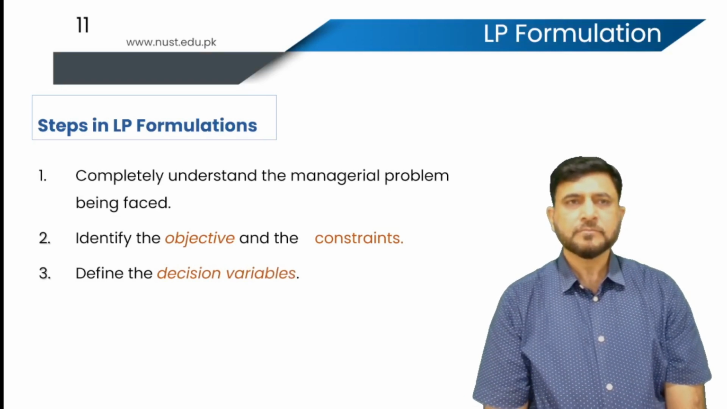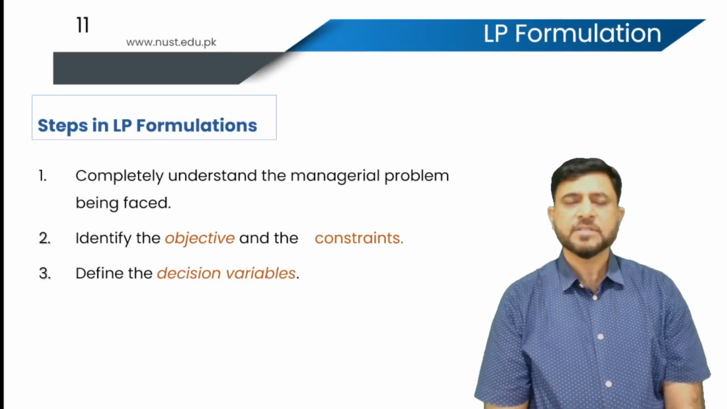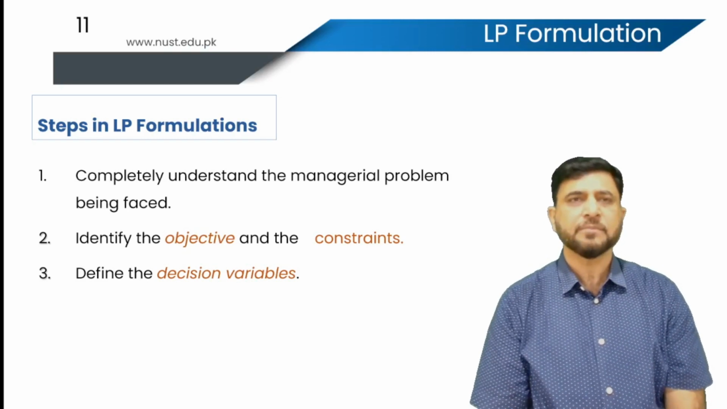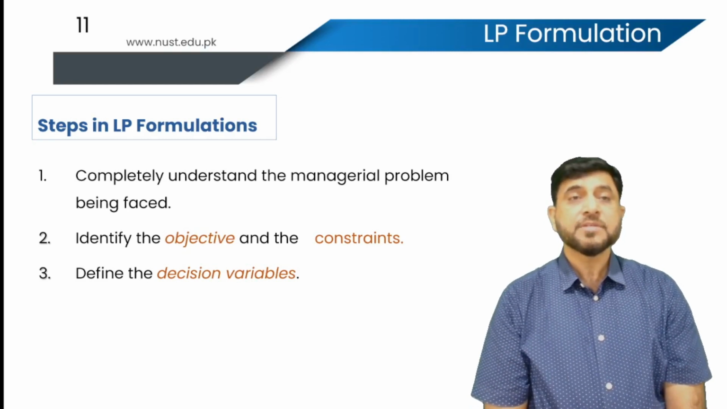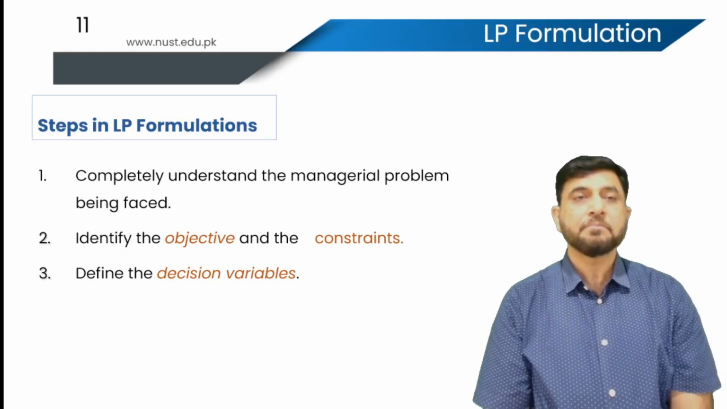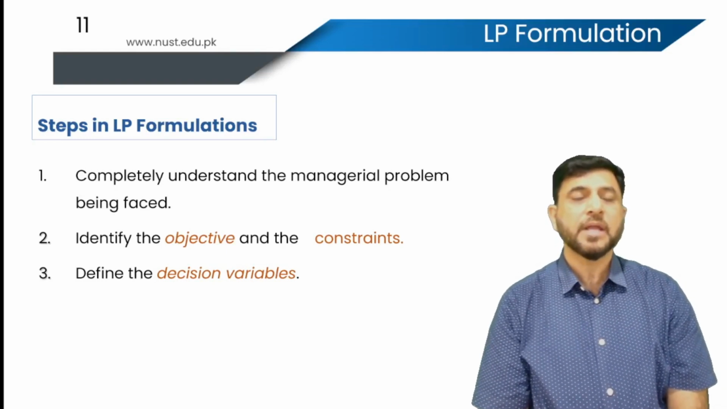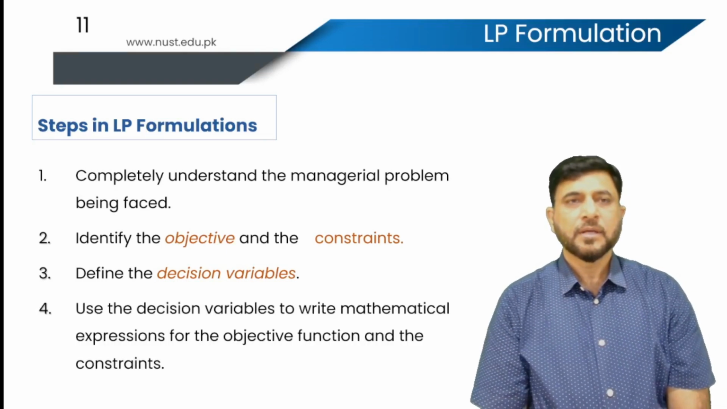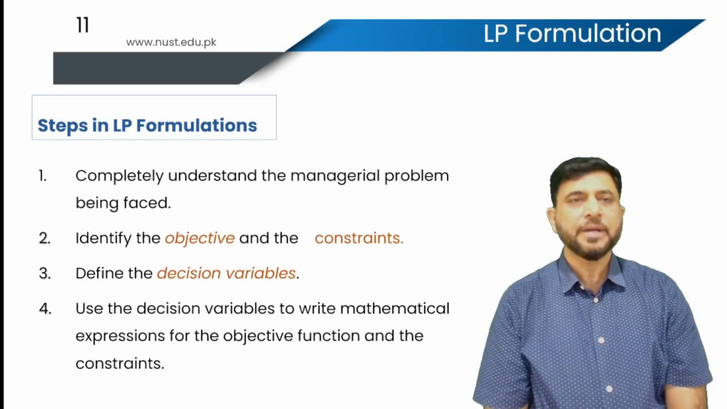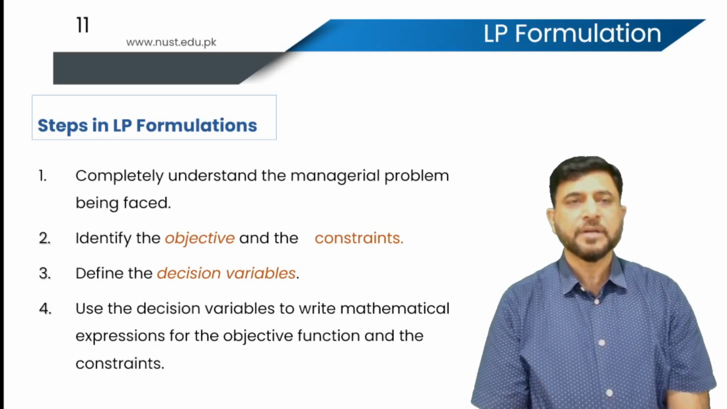Then, what is the third thing? Define the decision variables. Which are your decision variables which make the part of your objective function and the constraints? Use the decision variable to write mathematical expression for the objective function and the constraints.